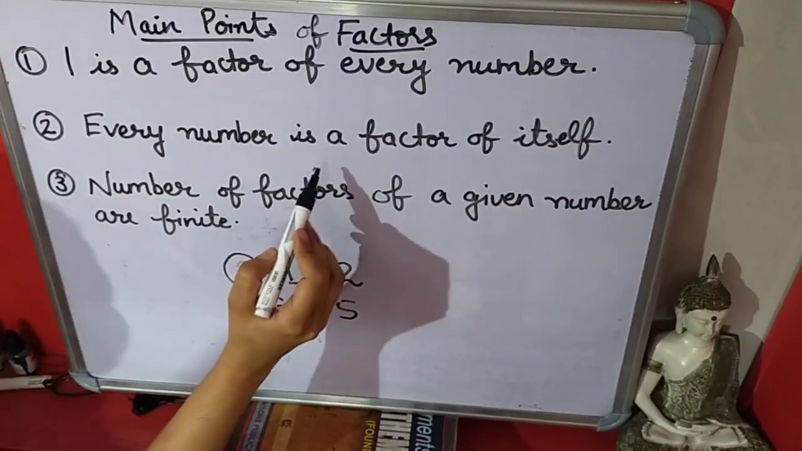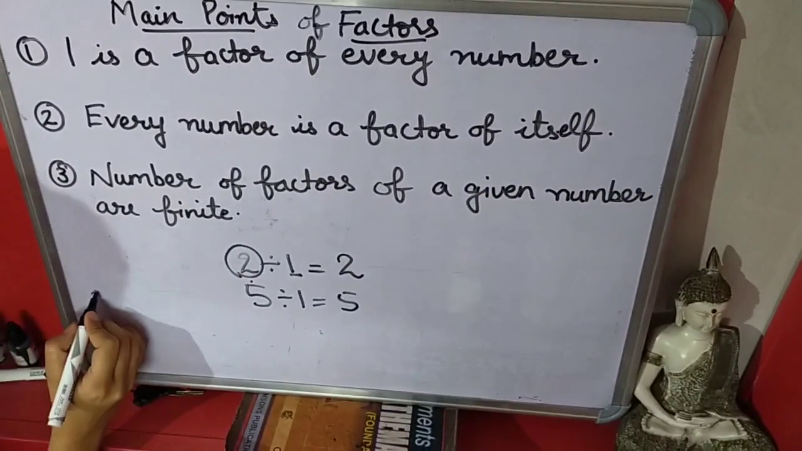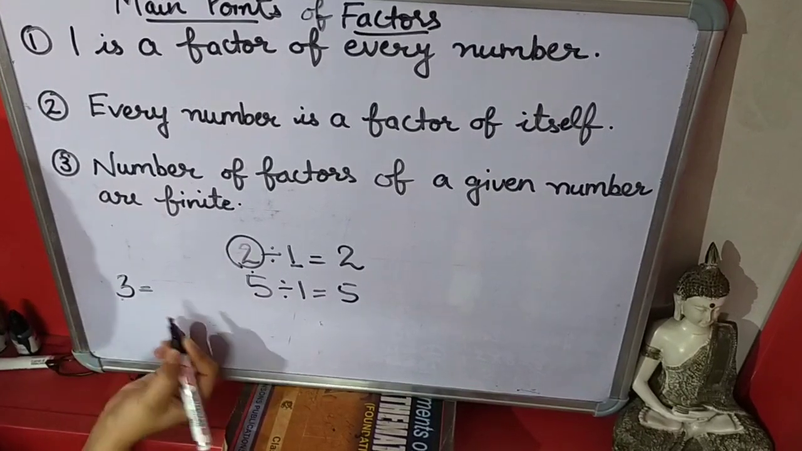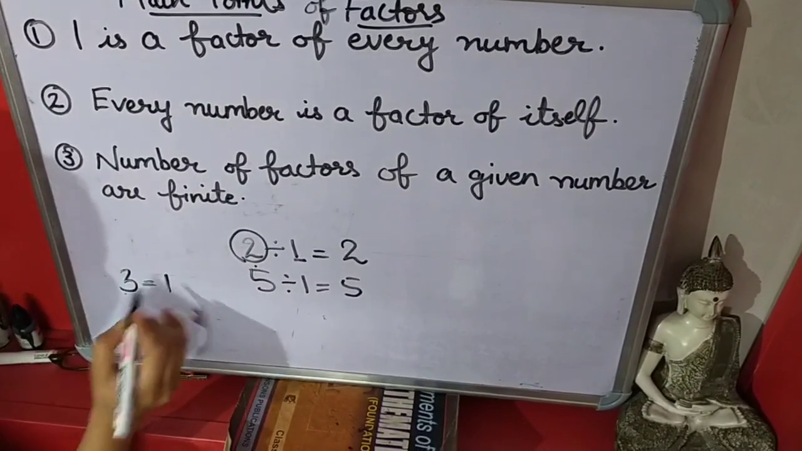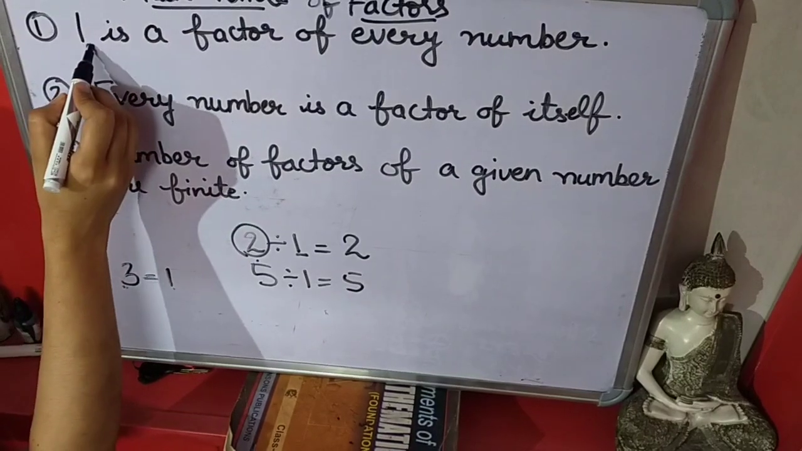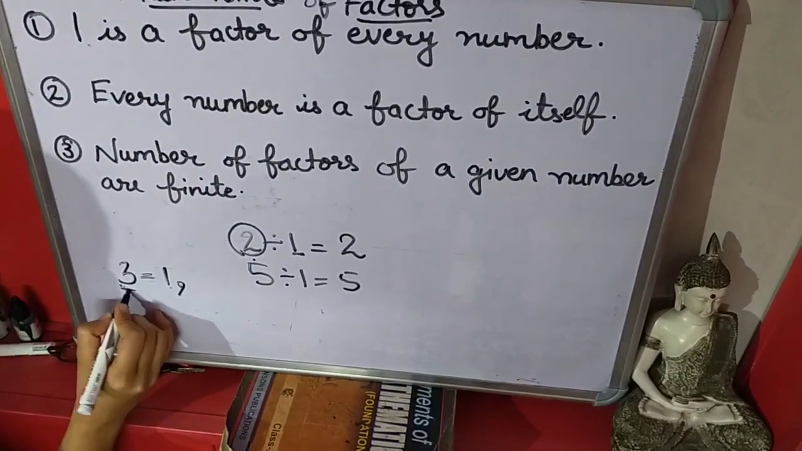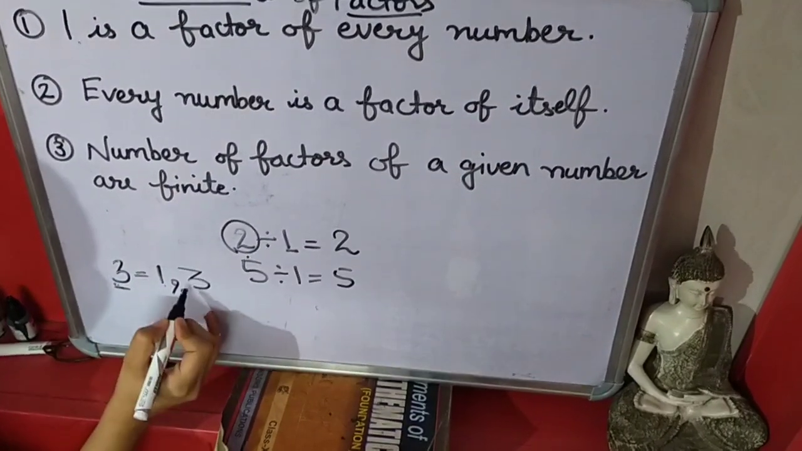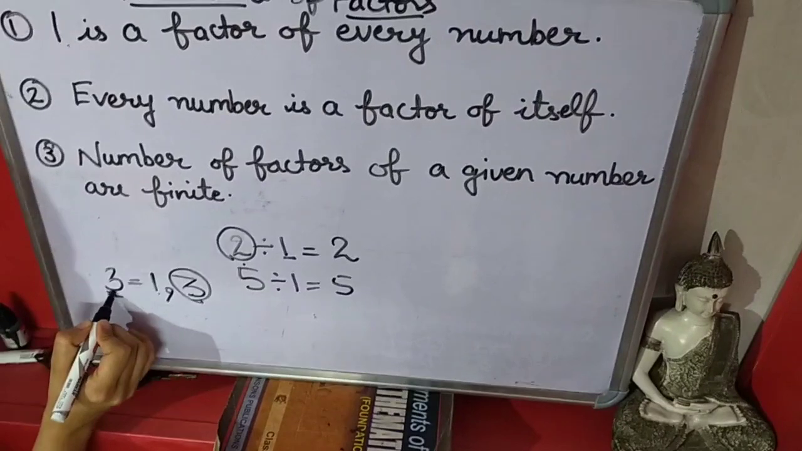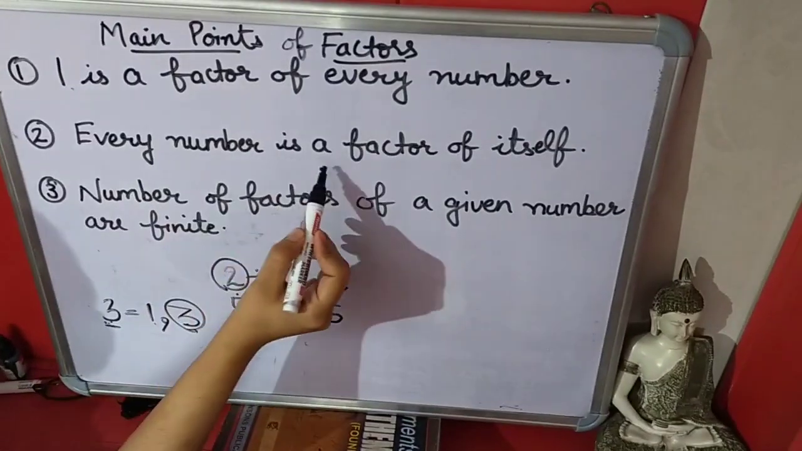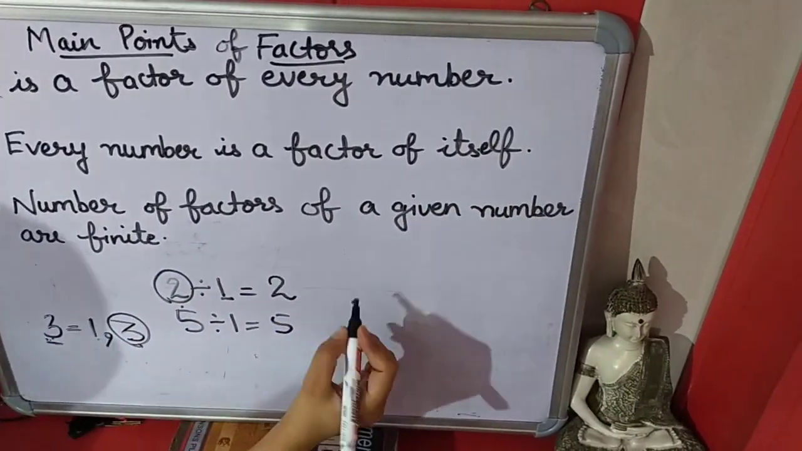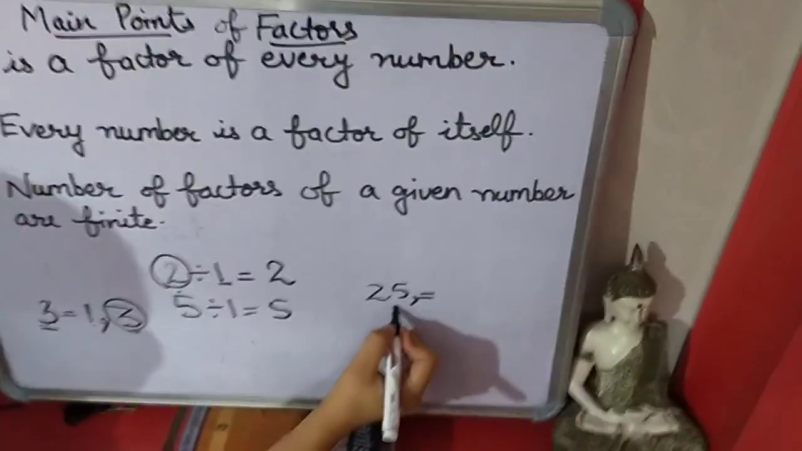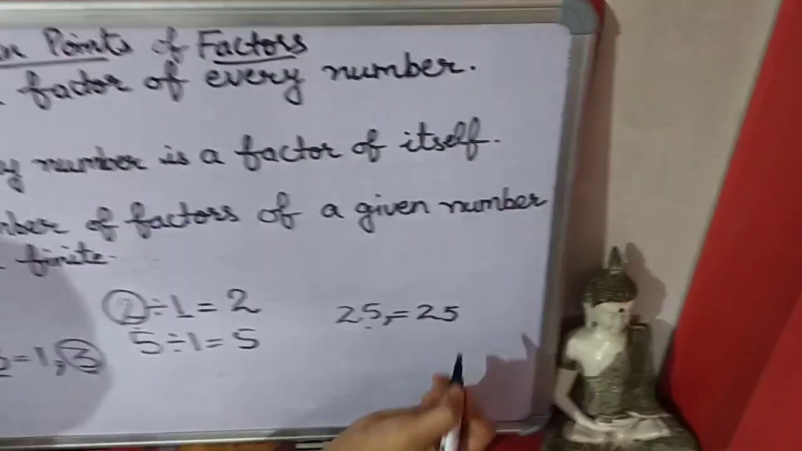Second, every number is a factor of itself. If you have to write the factors of 3, 3 will come in the table of 1. So 1 is a factor of 3. We discussed this. Now 3 will come in its own table also. 3 ones are 3. So 3 is a factor of 3. Every number is a factor of itself. 25 will come in its own table also. 25 ones are 25.